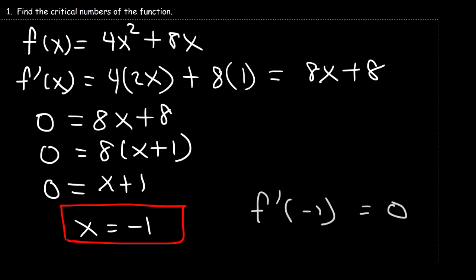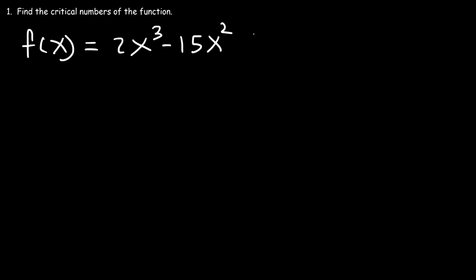Now let's work on another example. Let's say we have this function, f of x is equal to 2x cubed minus 15x squared plus 36x plus 10. If you want to try this problem, feel free to pause the video. Go ahead and find the first derivative, set it equal to 0, and solve for x.